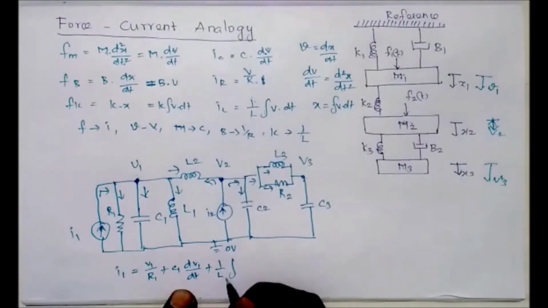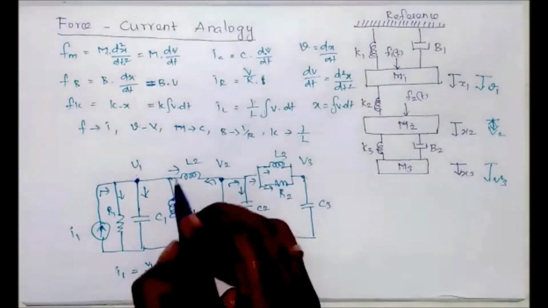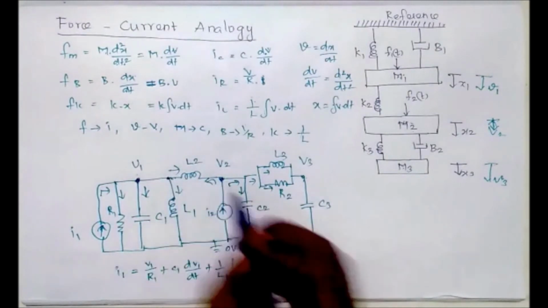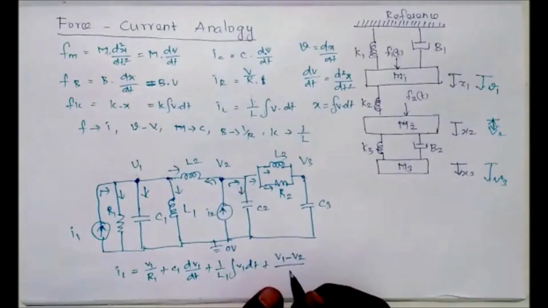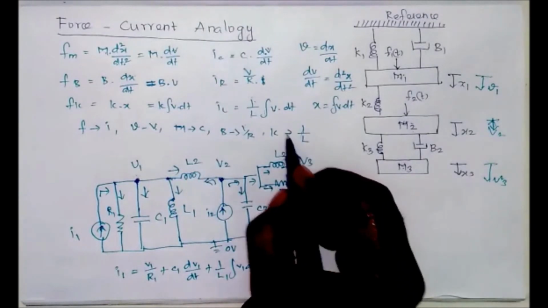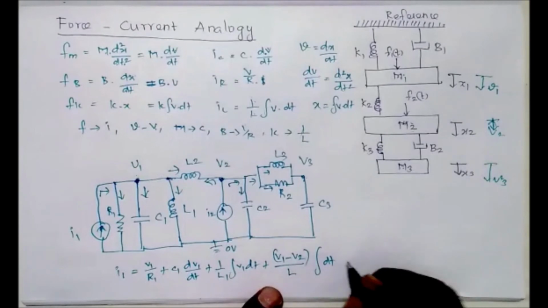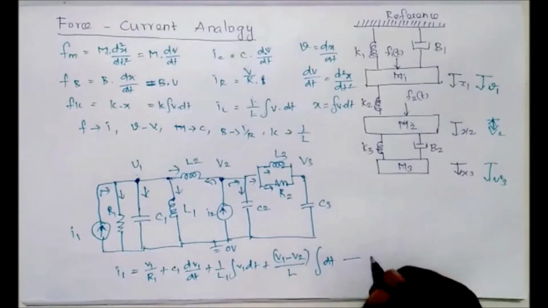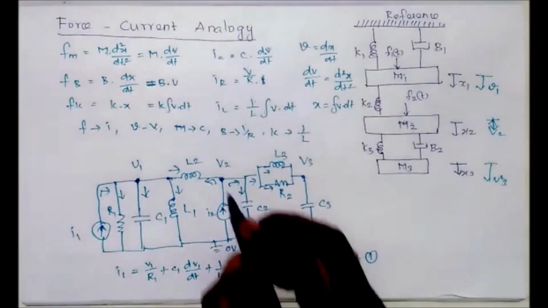Current through L1 is 1 by L1 integral of V1 into dt plus, this is a common element, therefore at this point potential is V1, at this point potential is V2, therefore 1 by L integral of V1 minus V2 into dt, for the inductor current equation. So now we can consider this as equation number 1. It means the equation for this node. Next we have to write the equation for node 2.